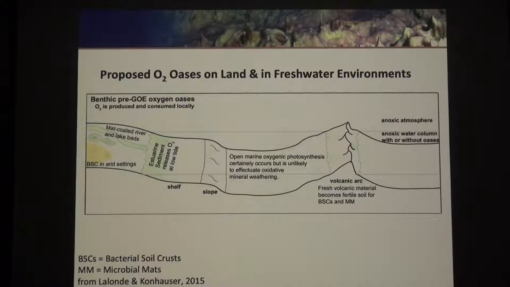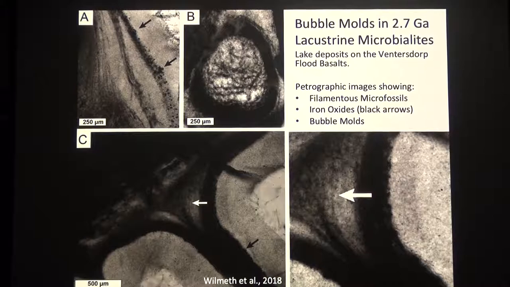And then the other thing is that this was just published this last year. Dylan Wilmeth, working with Frank Corsetti, looked at lake microbialites that were formed in a basin within the 2.7 billion year old flood basalts in South Africa, the Ventersdorp units. And they have good petrographic evidence of both bubbles and iron oxides associated with those bubbles.